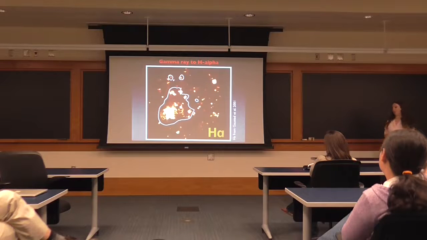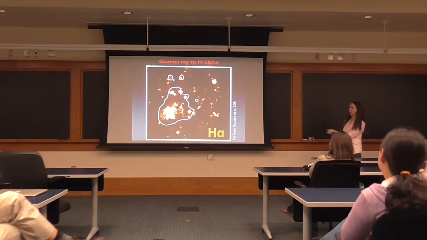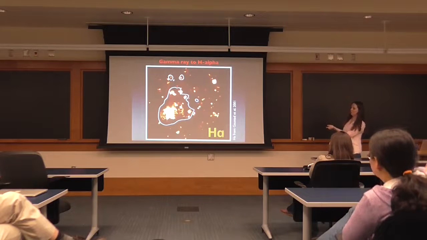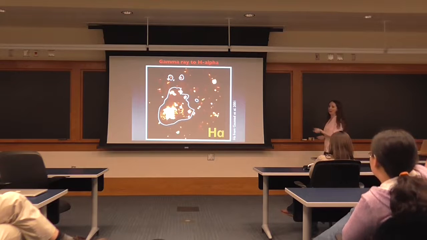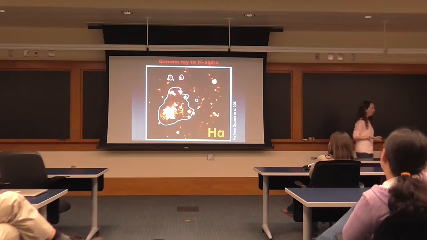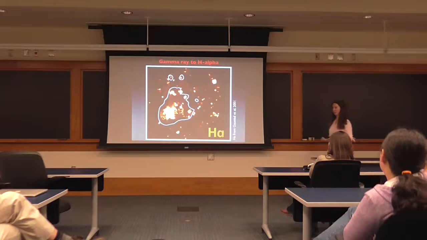Then we look at the H alpha, and this is a lot better at predicting the gamma rays. So we see that actually the contours are outlining the massive star regions up here as well. But again, N11 is missing. And so we're beginning to think about why, and we think the answer is the magnetic field orientation.